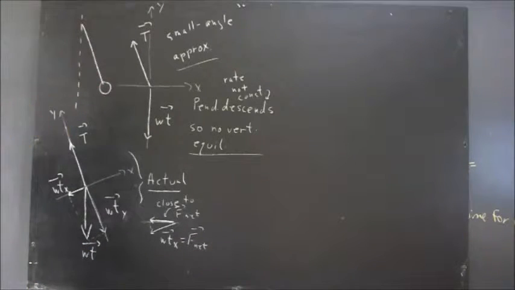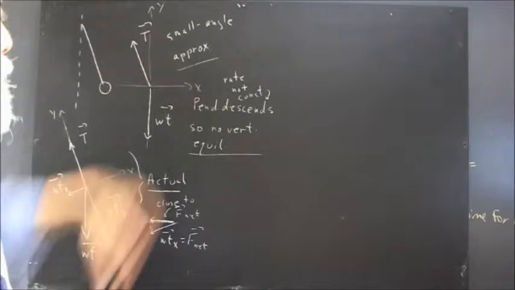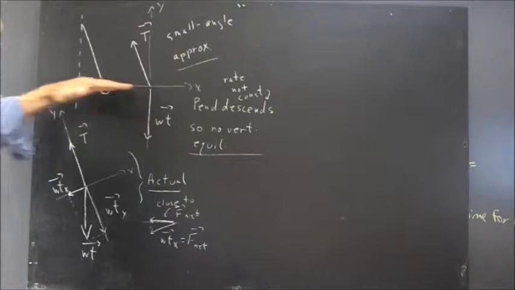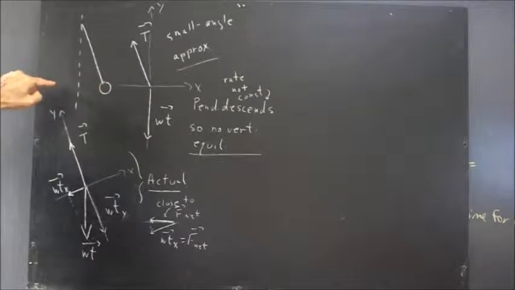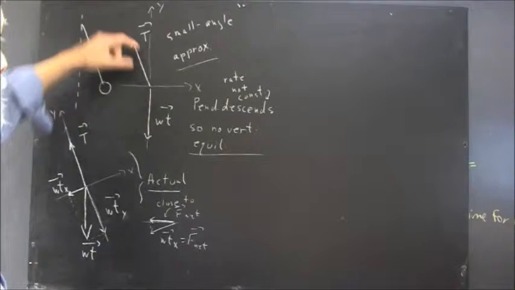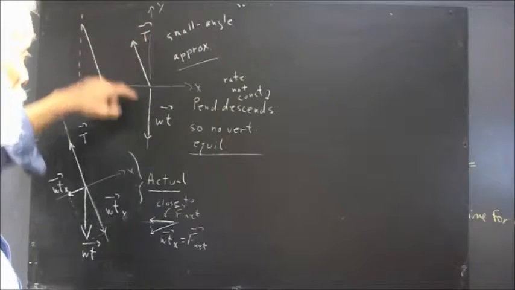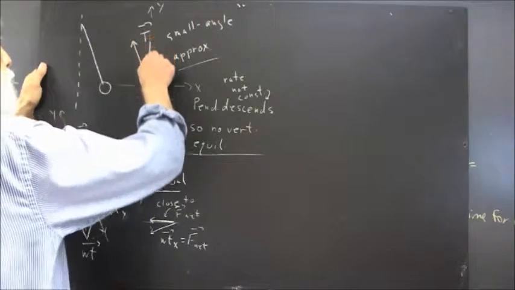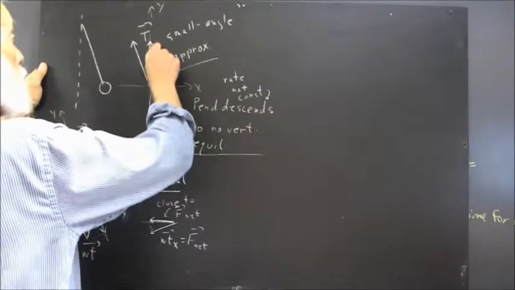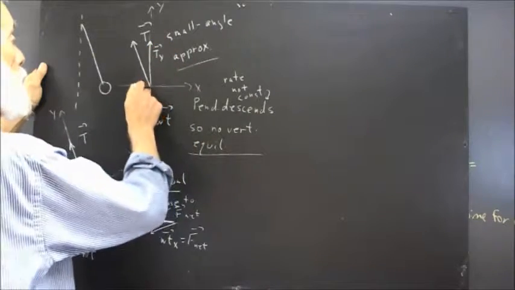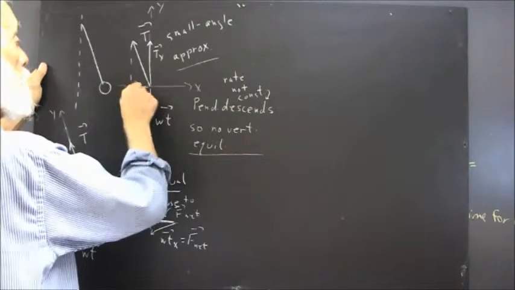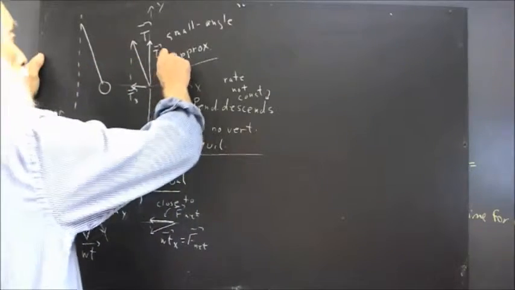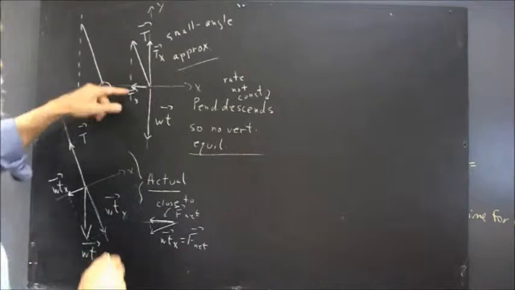You know what the situation is here. Your small angle approximation is that the pendulum moves in a horizontal direction. And since this angle is small, the vertical component, the y component of the tension, is equal to the weight. So if we project the tension over here, we have the Ty, and here we have the Tx.